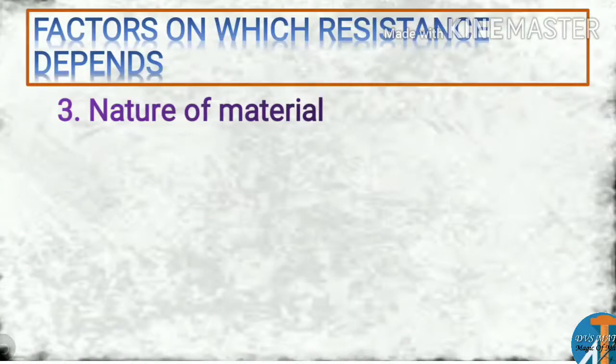So third factor, it depends upon the nature of material. Nature of material is nothing but just whether it is a conductor or an insulator. You can observe in conductor, as I told you, resistance will be very less. There will be easy flow of electrons through the circuit. Clear? But if you consider an insulator, resistance will be more. There is no flow of charges in that.